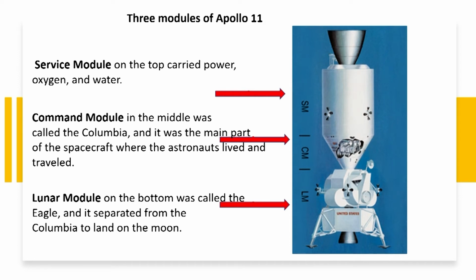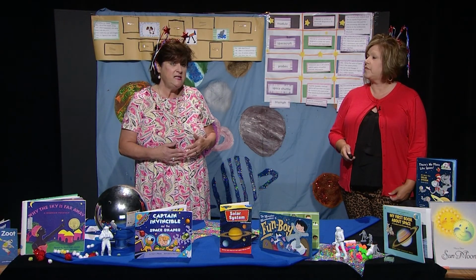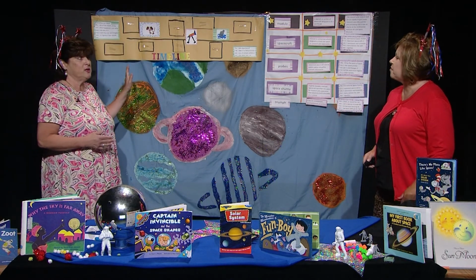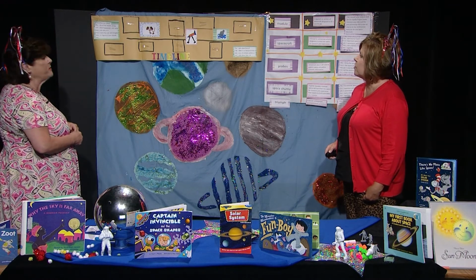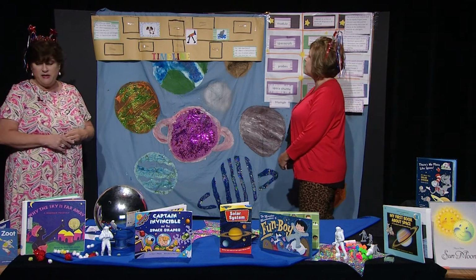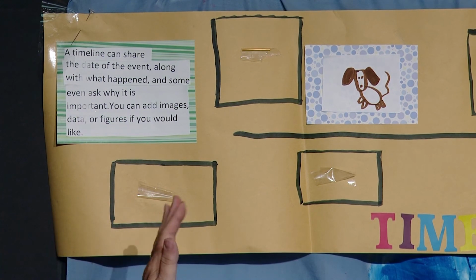All right, guys, we're going to go back and look. I need you to come back to us, and we're going to talk about a timeline that is going to help us remember the key details. So if you look right here, there are a few little clues for you. But let's talk about what a timeline does. A timeline shares the date of an event. It also tells us what happens and why it's important. You can add images or data or pictures or anything you want. You could even make a timeline of your own life.